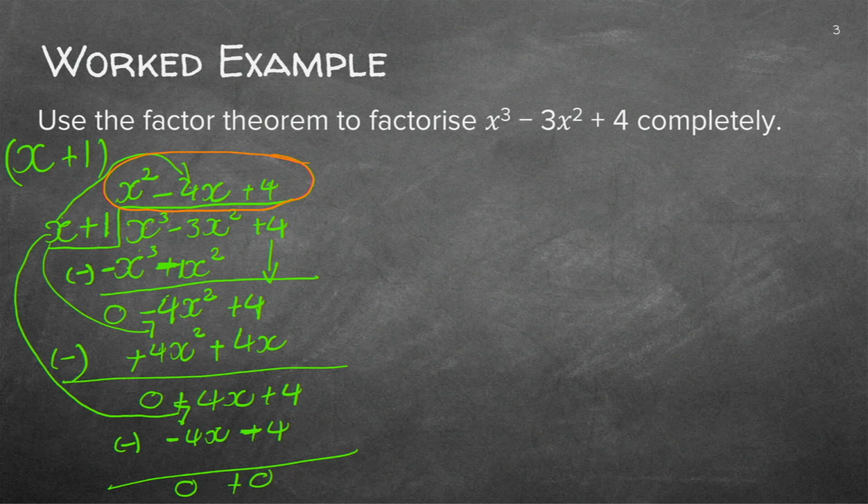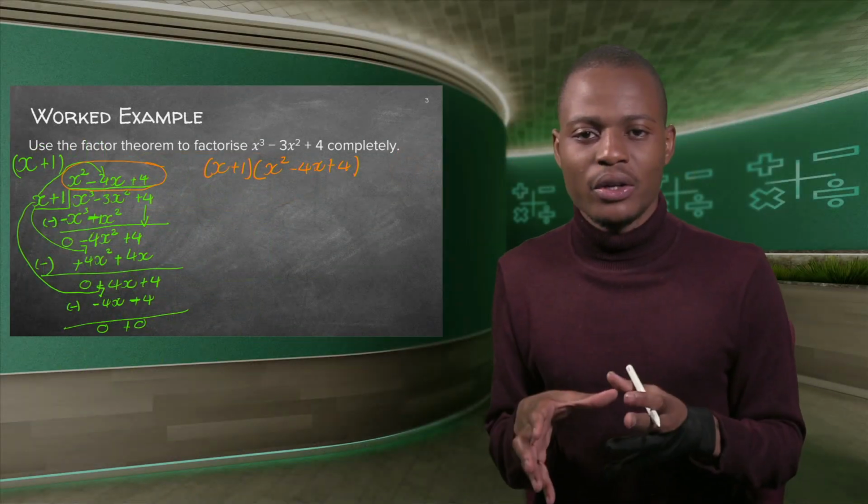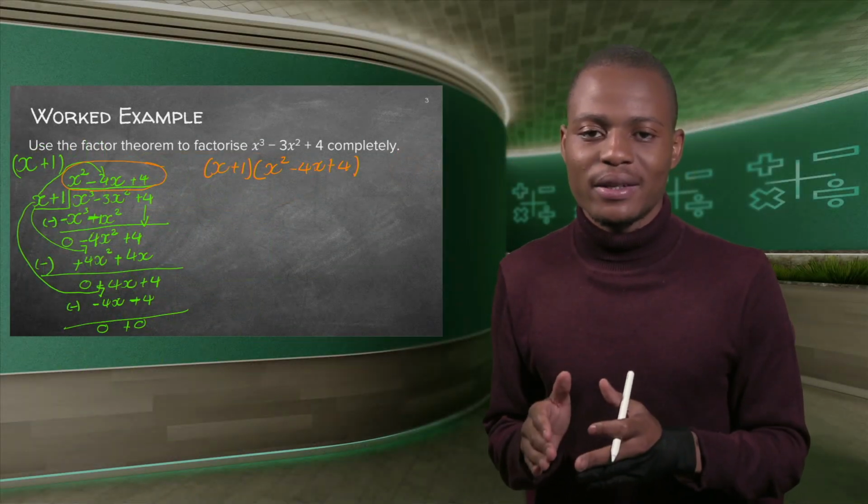So it means at this point you have a bracket of x plus 1, and another bracket of x squared minus 4x plus 4. And guys, if you look at the second bracket, you can still factorize the second bracket.